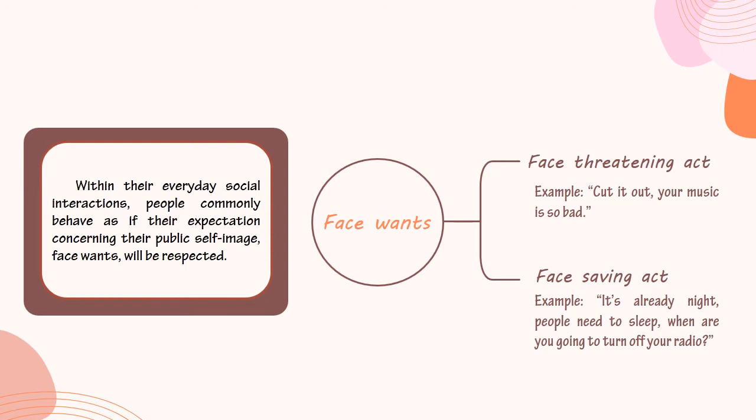Within everyday social interactions, people commonly behave as if their expectation concerning their public self-image, or face wants, will be respected. The first is the face-threatening act, when the speaker says something that represents a threat to another individual's expectation regarding self-image. The example here is, "Cut it out. Your music is so bad."